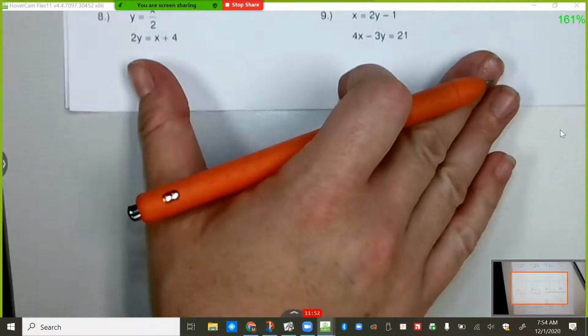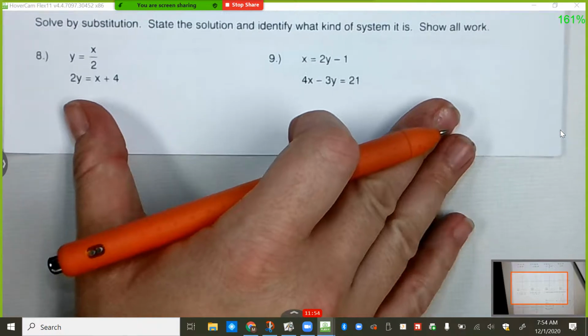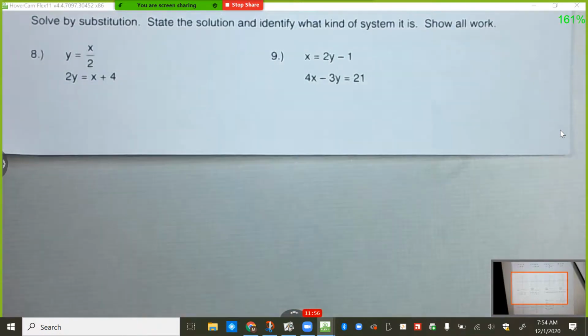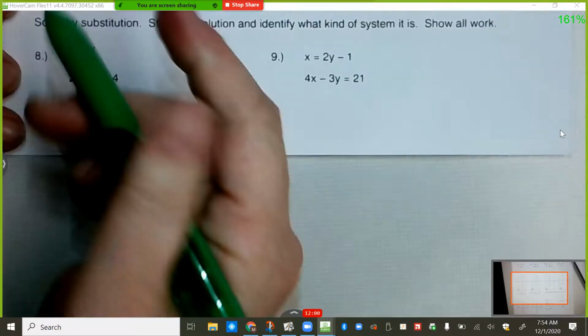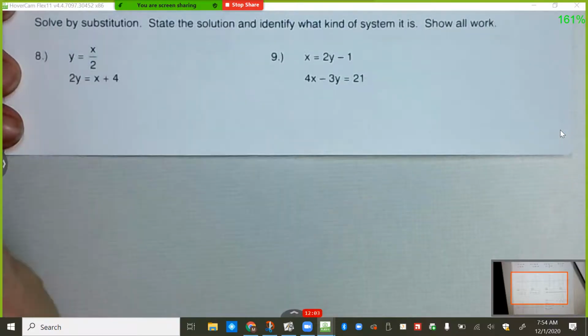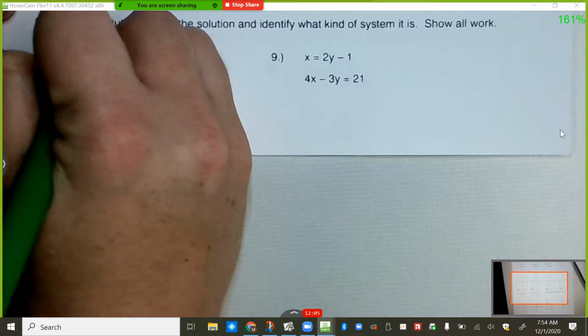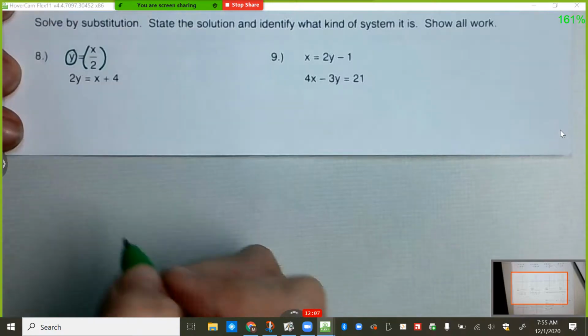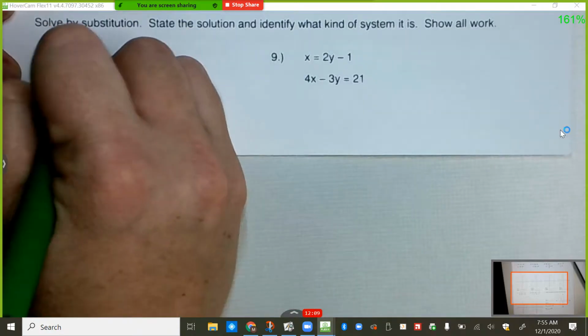Okay, so down here is solving by substitution. So just a reminder, substitution is where you're plugging in. Well, nice thing is these two are actually already set up. I have y alone, which tells me x over 2 is my substitute. So I'm going to replace y with x over 2.